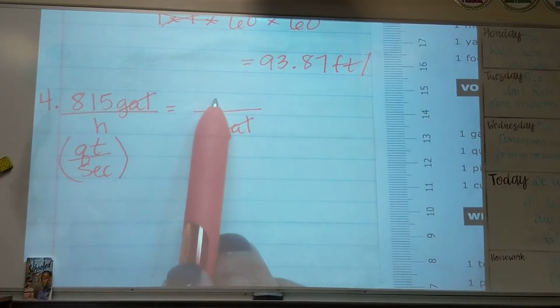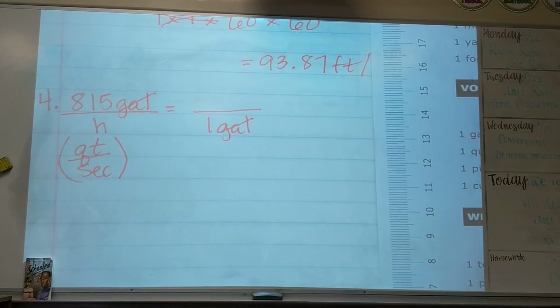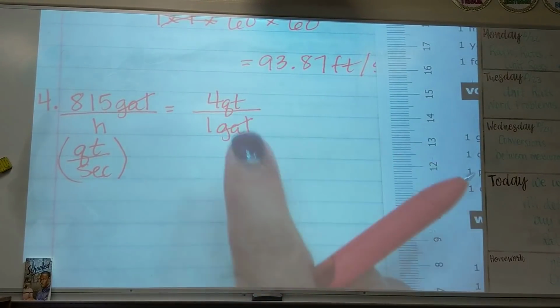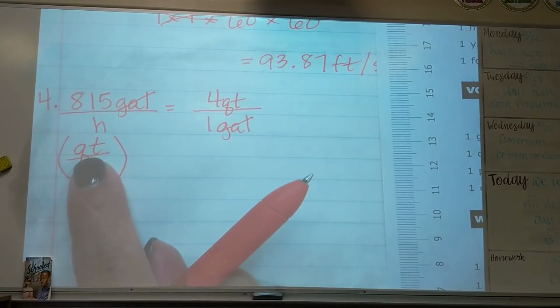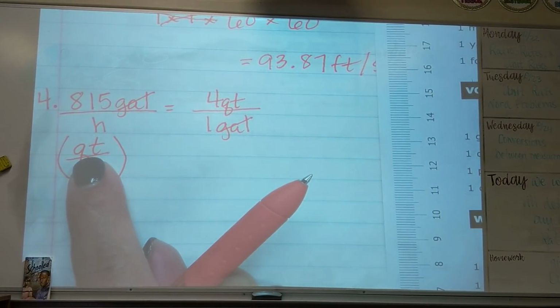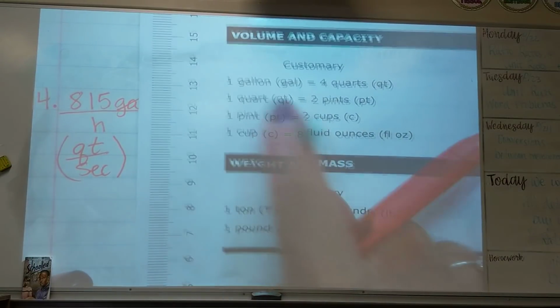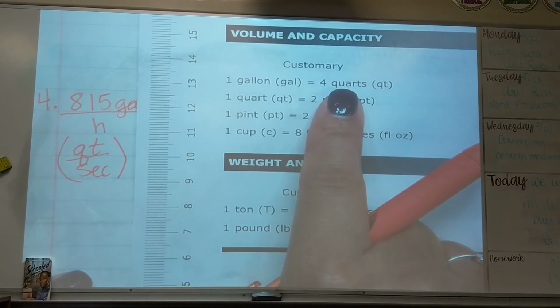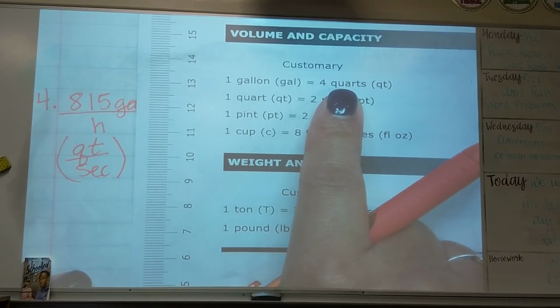So then what's gonna go in your numerator? Our 4 quarts. Okay? Because our end game is to get quarts on top. Does everyone see that? And we got 4 quarts from 1 gallon is equal to 4 quarts from your formula chart. Does everyone see it? Y'all good? Yes, ma'am.